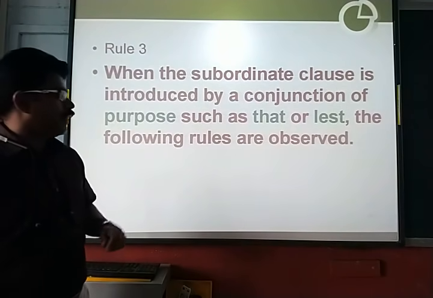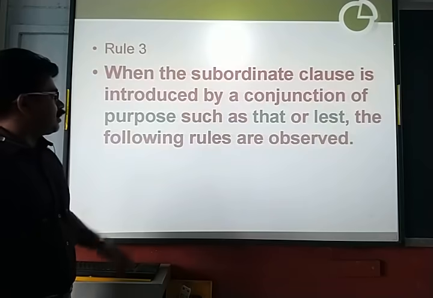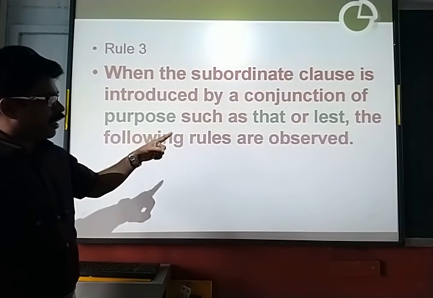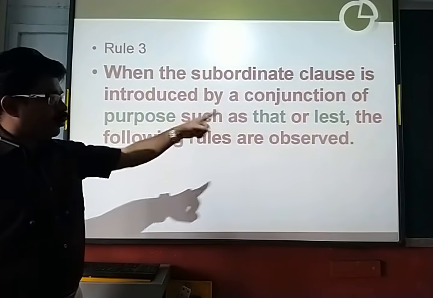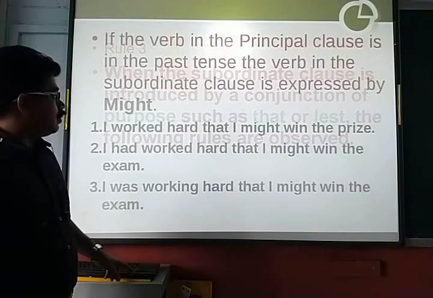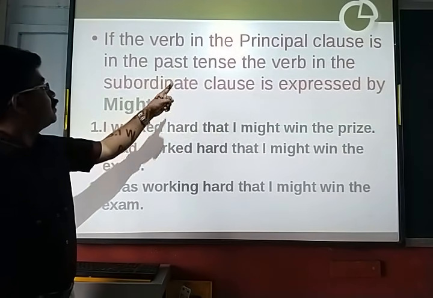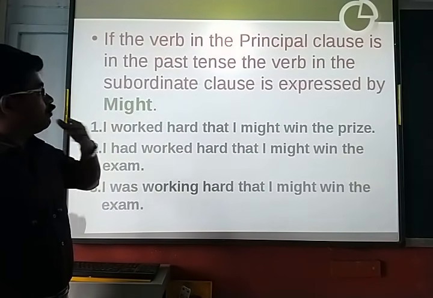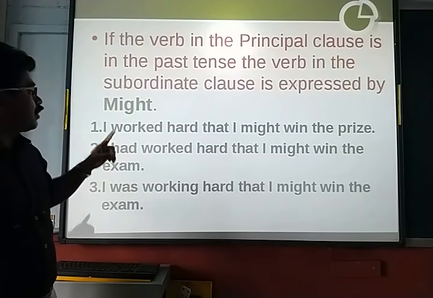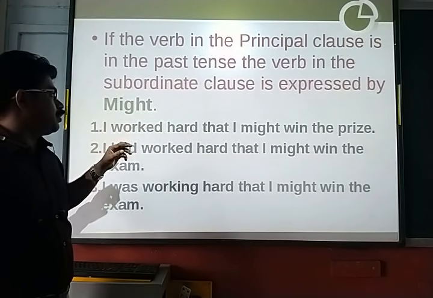Rule 3. What is it? When the subordinate clause is introduced by a conjunction of purpose, such as that or lest, the following rules are observed. If the verb in the principal clause is in the past tense, the verb in the subordinate clause is expressed by might. Past tense, might is used.